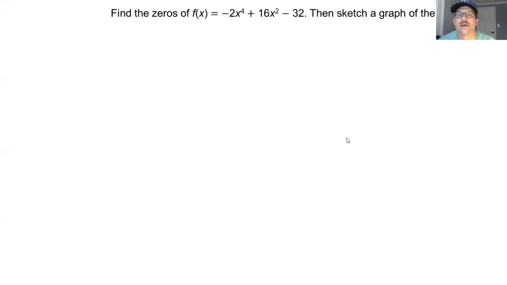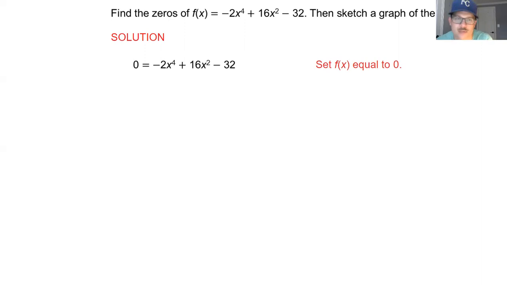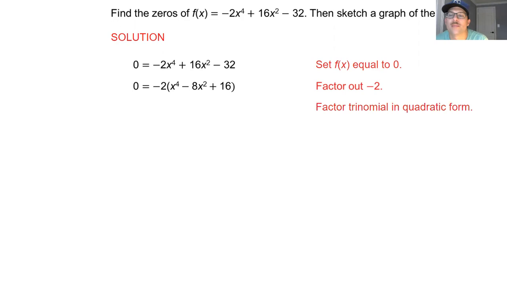So now finding the zeros of a different function of a power of 4, and then again sketching that function. So this is -2x to the 4 plus 16x squared minus 32. Make sure that that's set equal to 0, because that's what you're solving for. You're finding the zeros. You're going to take out your -2 as your GCF. And then this is a quadratic trinomial, even though you have an x to the 4th. You can kind of treat this as an x squared equation by finding two numbers that multiply to equal 16 but add to equal -8. And those are -4 and -4, perfect squares.